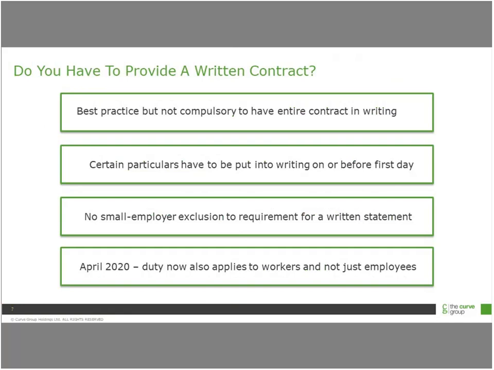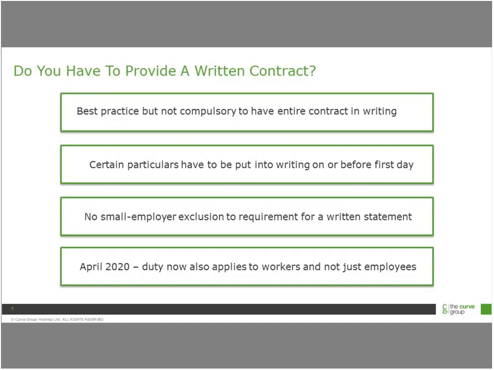To be binding enforceable agreements under contract law, contracts of employment don't have to be in writing, but legally under Section 1 of the Employment Rights Act 1996, and following an employment law update in April 2020, there are certain particulars which have to be put in writing either on or before the first day of employment. The written statement of particulars advises the employee of the most important aspects of the terms of employment. Also important to know is that there isn't a small employer exclusion in relation to this requirement.